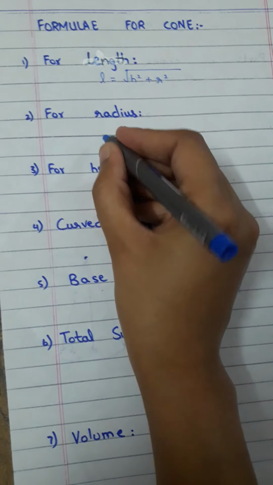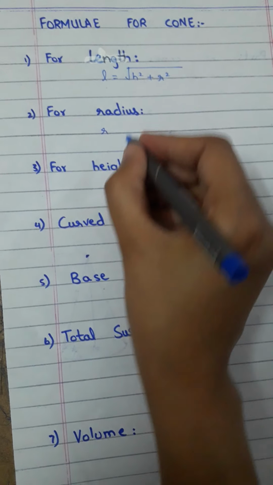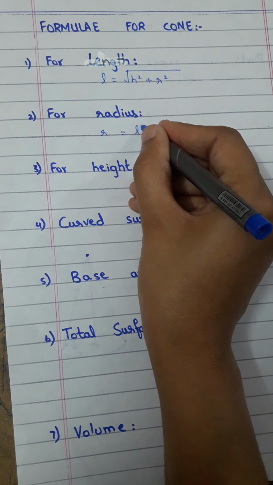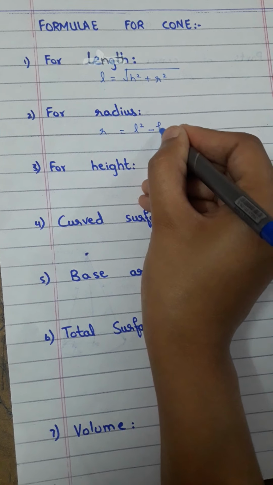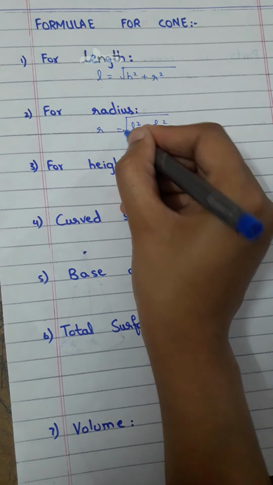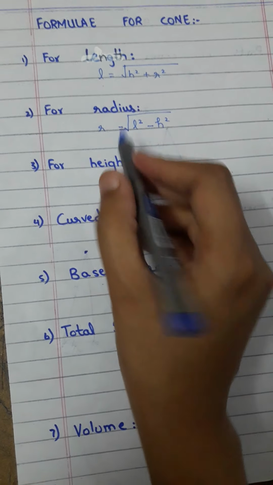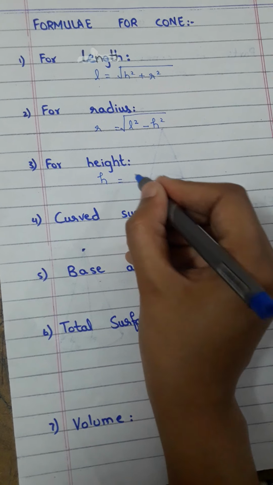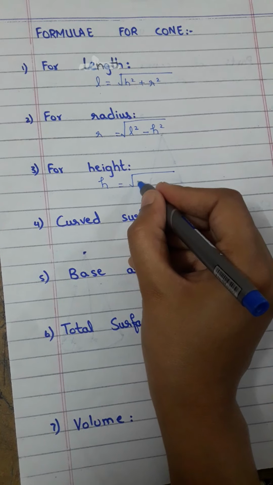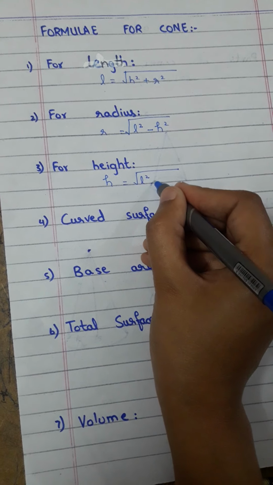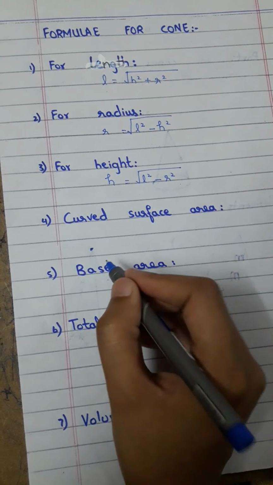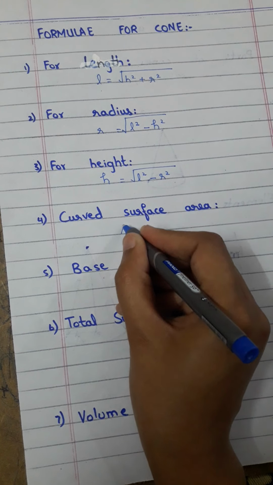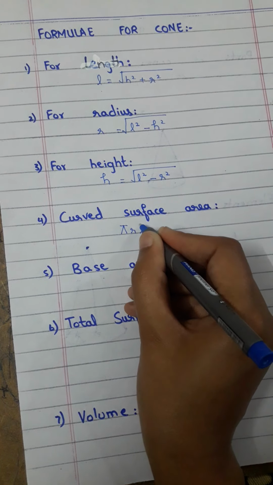Clear? And if you find a radius from this formula, you can do like this. Radius is equal to the square root of length square minus H square. Clear? If you find the height, again by using this formula, you got square root L square minus R square. Clear? Curved surface area, the formula for finding the curved surface area is pi r L.